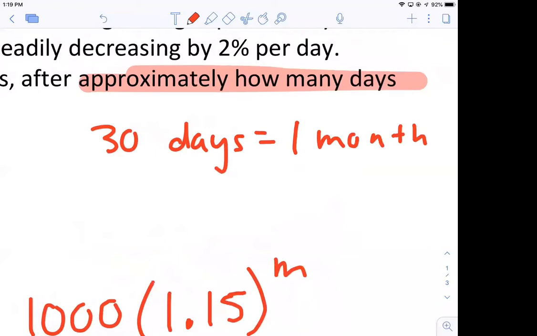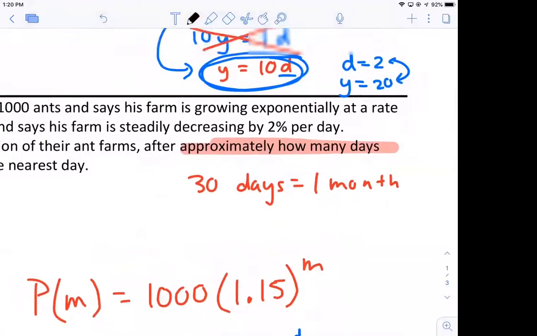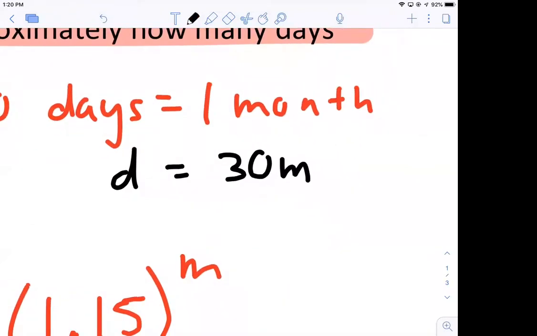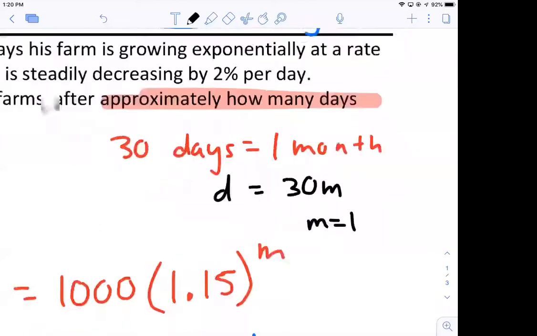So the equation that follows from this is not 30D equals 1M. Just like before with the decades and years, this is actually the trickiest part. What we can say is that 30M is equal to D. And again, if that doesn't make sense, pretend M is equal to 1. If M is equal to 1, 30 times 1 is 30 days. D equals 30. So that's the equation we're actually using.